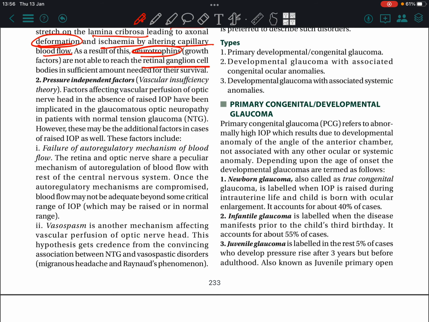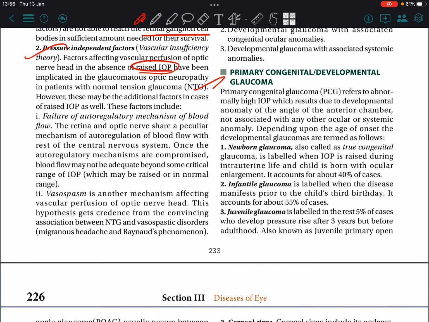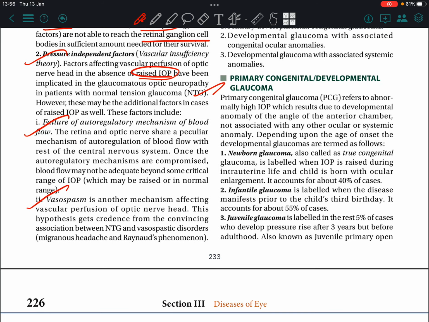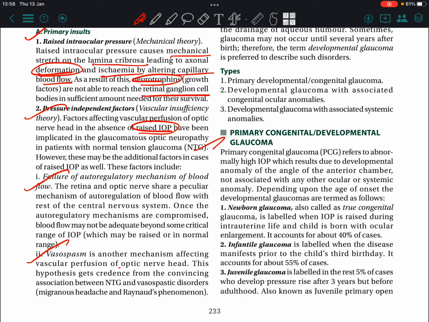Pressure independent factors: vascular insufficiency theory. Factors affecting vascular perfusion of the optic nerve head in the absence of raised IOP have been implicated in glaucomatous optic neuropathy in patients with normal tension glaucoma. However, these may be additional factors in case of raised IOP as well. These factors include failure of autoregulatory mechanism of blood flow. Vasospasm is another mechanism affecting vascular perfusion of the optic nerve head.